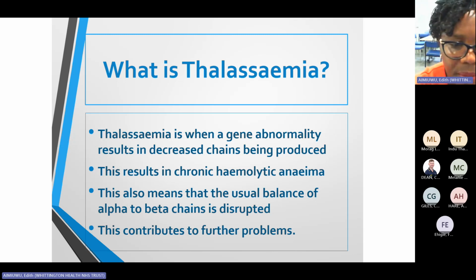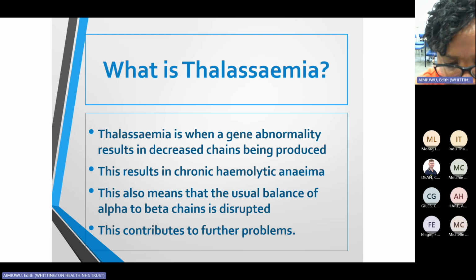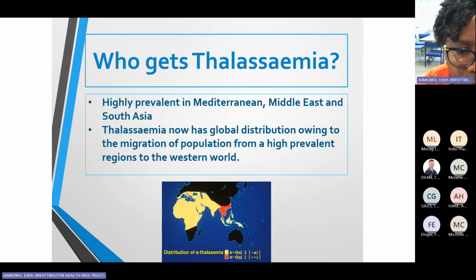What is thalassemia? Thalassemia is when a gene abnormality results in decreased chains being produced. This results in chronic hemolytic anemia. This also means that the usual balance of alpha to beta chains is disrupted. This contributes to further problems.